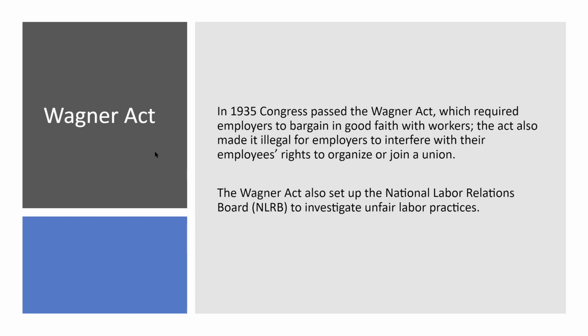We have the Wagner Act. This is a huge deal. This was passed in 1935 by Congress as part of the New Deal, and it required that employers bargain in good faith with their workers, and the act also made it illegal for employers to interfere with their employees' rights to organize or to join a union.